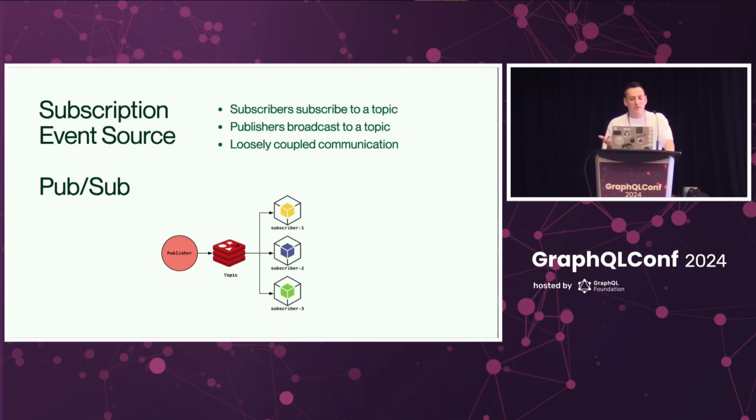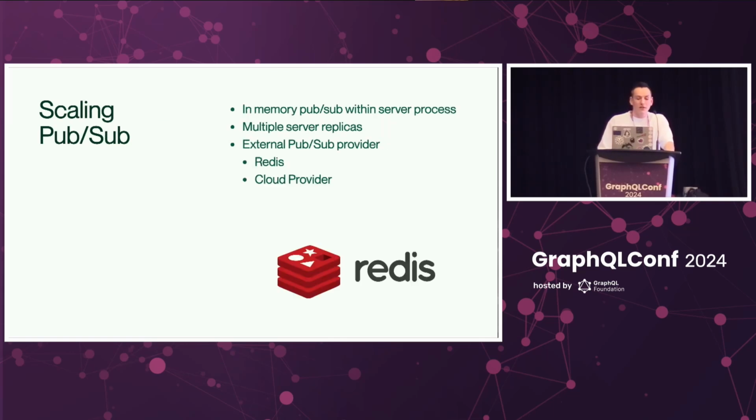So subscribers subscribe to one topic. In that case, it would be a GraphQL subscription. And then a publisher, which is some other business logic, would push to this topic. And based on that, we get our event that we then stream to our user. Nice. There's one problem.